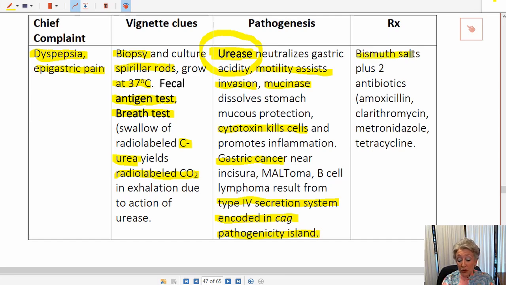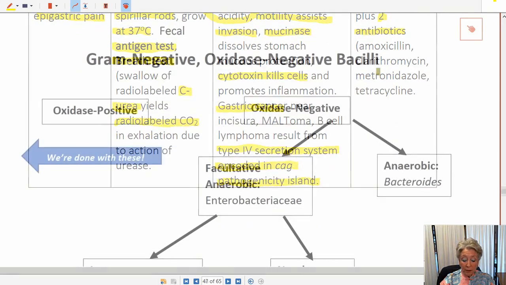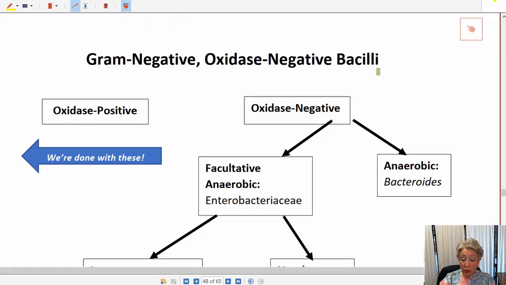Treatment, bismuth salts plus 2 antibiotics, usually amoxicillin or clarithromycin, metronidazole or tetracycline. The problem, of course, is getting something to work as an antibiotic in the gastric acidity where the ambient pH is very low. So I think that's a good place to stop for now, and we'll pick up next time discussing the gram-negative oxidase negatives, because we will be entering the family Enterobacteriaceae.